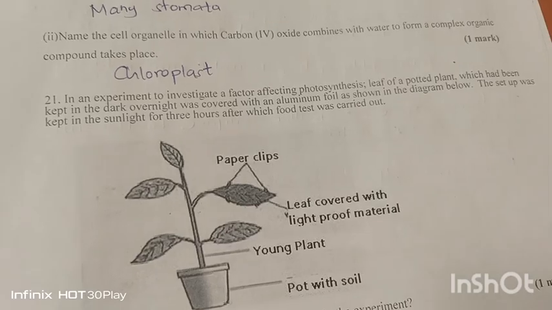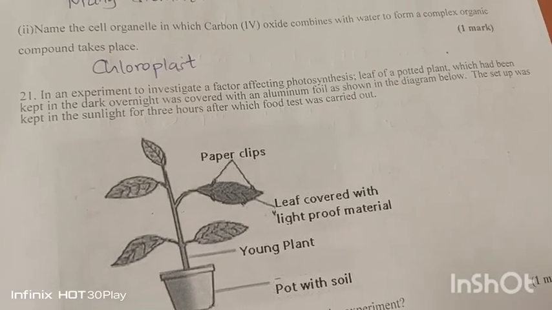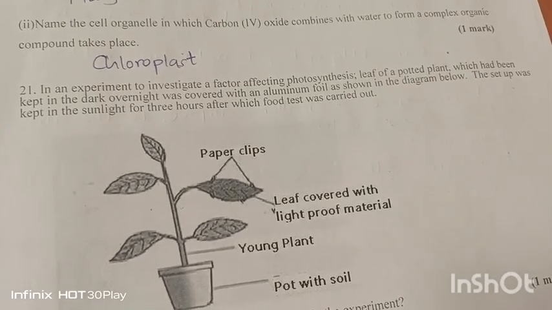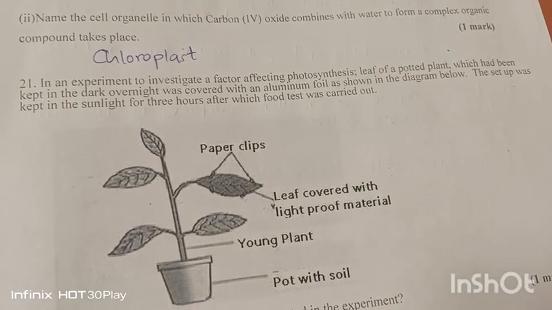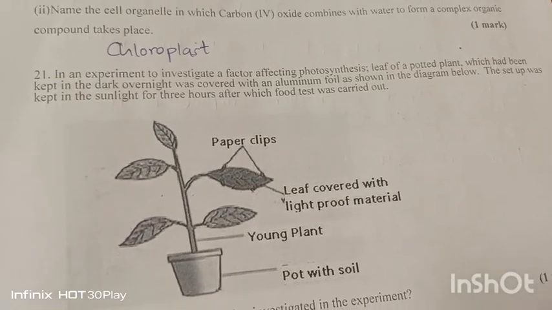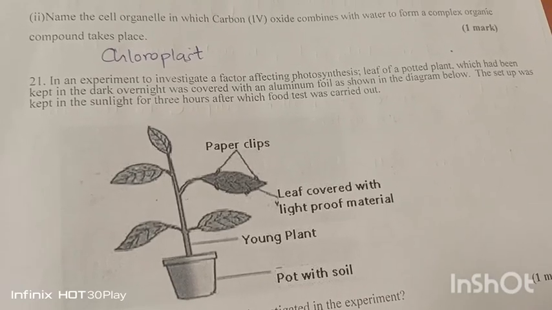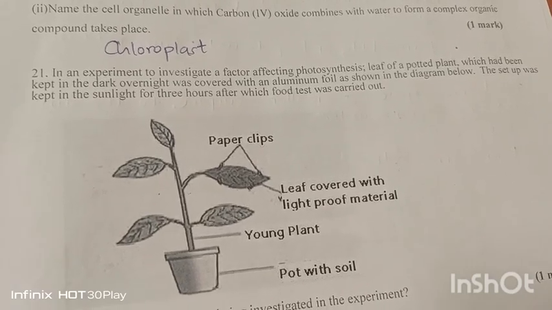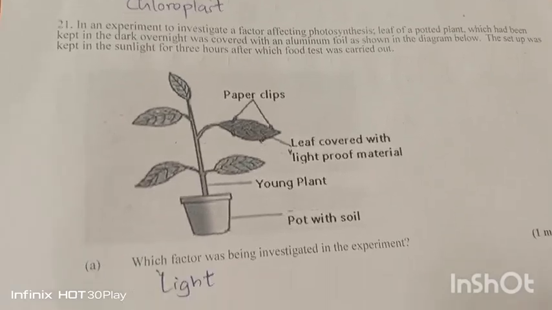Name the cell organelle in which carbon dioxide combines with water to form complex organic compound. That's the chloroplast. That is where photosynthesis takes place.